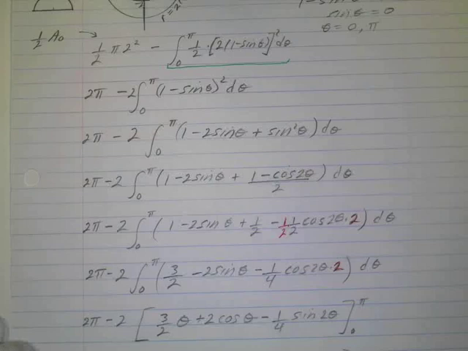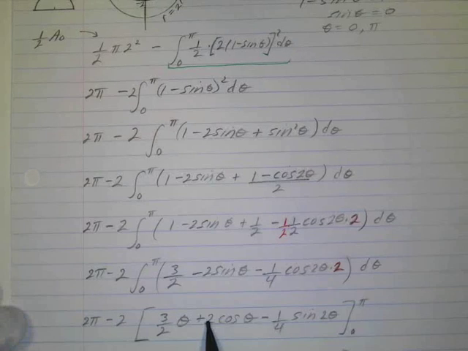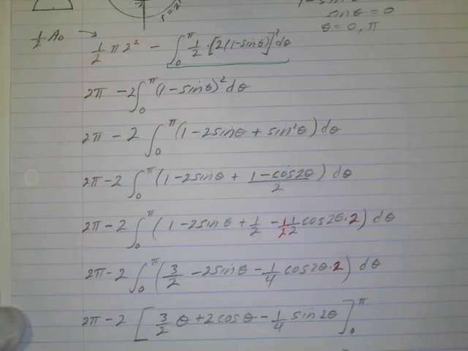So we take our antiderivatives, and we evaluate those at pi and 0. So if I put pi in here, I got 3/2 pi minus 2 times the cosine of pi. And the cosine of pi is negative 1, so that's going to be negative 2. And the sine of pi is 0. And then if I put 0 in here, I get 0. But the cosine of 0 is 1, so I get 2 times 1 is 2. And the sine of 0 is 0, so this is what we have.